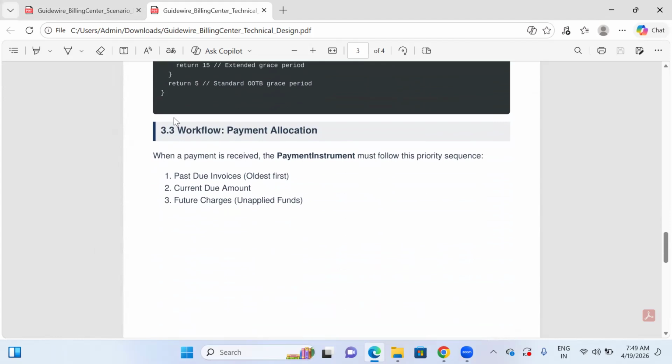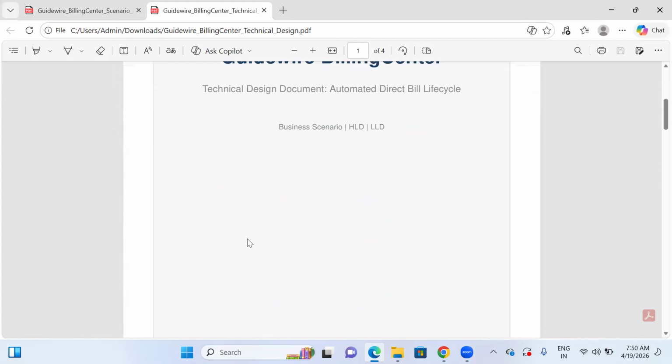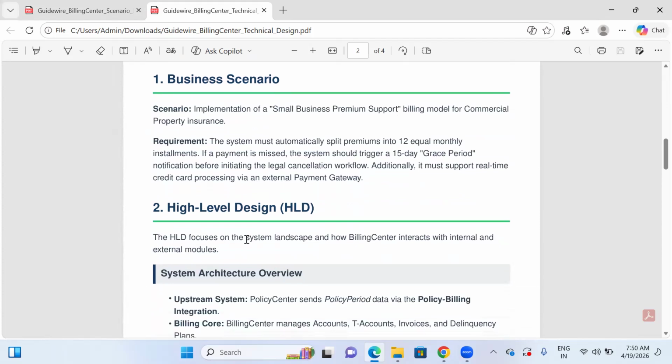Next is the workflow. For payment allocation, whenever a payment is received, the payment instrument must follow a priority sequence. The priority sequence is as follows. The first is past due invoices, which must be updated first. Second is the current due amount, followed by any future charges, and then any applied funds and unapplied funds have to be updated. So this is a particular scenario when we are working on Guidewire Billing Center for a given condition.